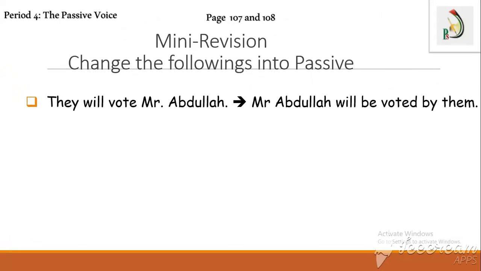They will vote Mr. Abdullah. How will we change it into passive? Mr. Abdullah, which is the object of this sentence, we will bring it to the start. The auxiliary verb is will be. The past participle of vote is voted. Mr. Abdullah will be voted by them.